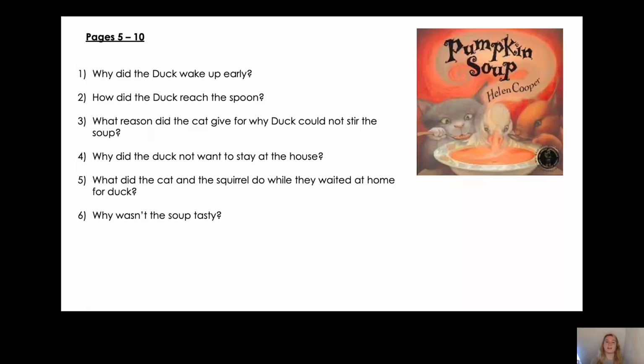And I'm looking forward to doing more work on this. So next reading lesson, we're going to be looking at inference for the story, okay? So looking at clues in the story.